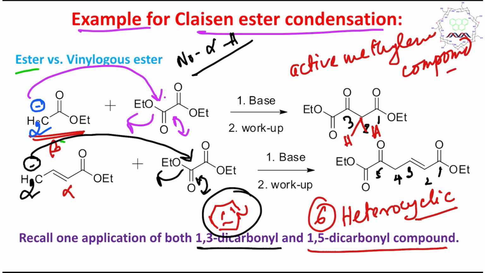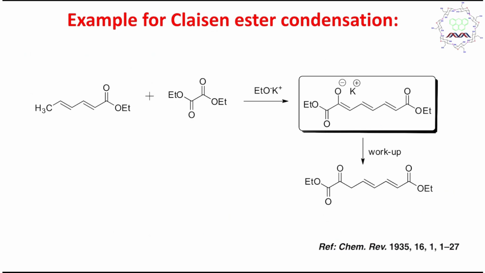So this is prepared. If you check the carbon numbers 1, 2, 3, 4, 5, and 1 is nitrogen, a 6-member heterocyclic compound. Now not only that, just look at another example. This is alpha, beta, gamma, delta, epsilon. Okay, so this also does the same thing.